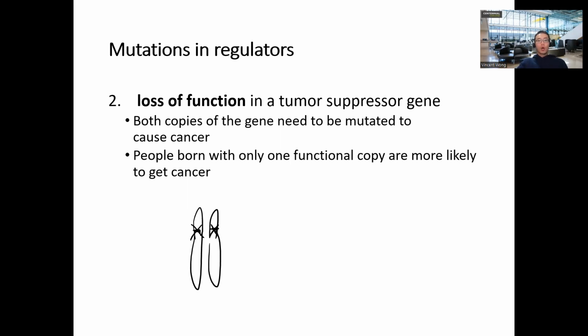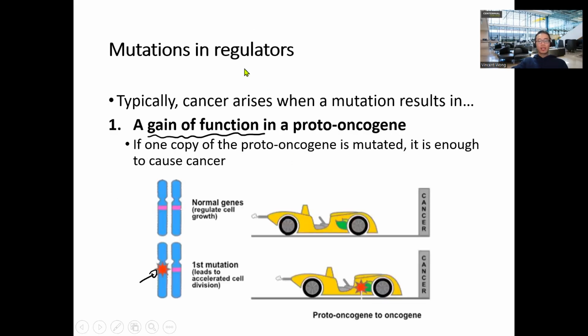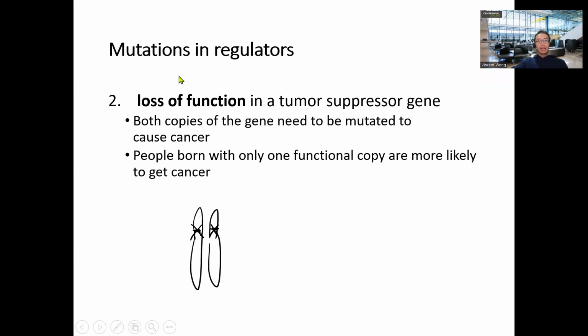Okay, so it is easier for a cell to become cancerous if the mutation happens in a proto-oncogene. However, if it's a mutation in a tumor suppressor gene, it would need to happen two times in the same cell in order for it to cause a problem, right? Okay, in the same cell though, right?